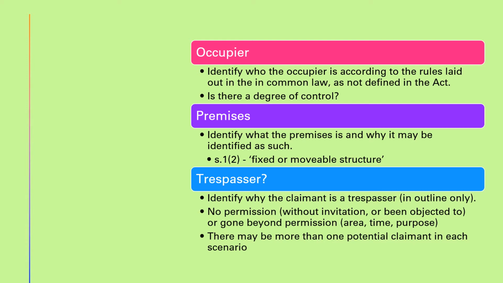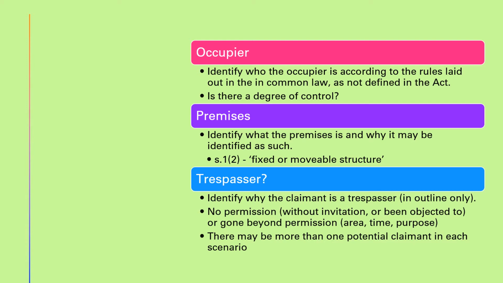So no permission would be you've not been invited onto the land or you've been objected to, so somebody has either directed their objections to the person directly, or it could be that fences have been installed or barbed wire has been installed, so there's something to indicate that this person does not want people on their land. So this could be made as a trespasser.